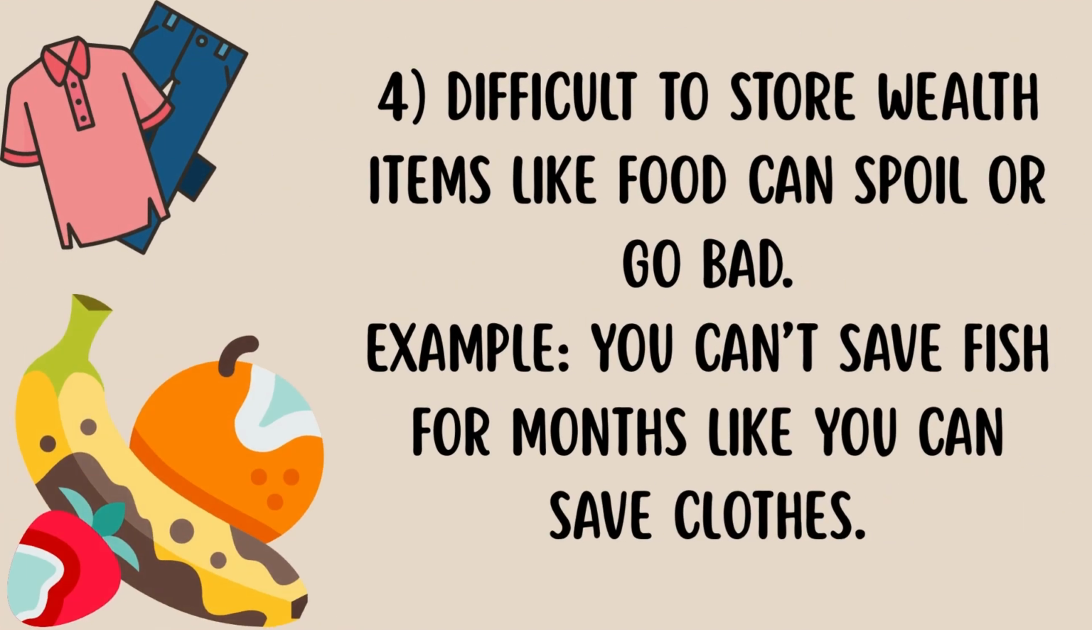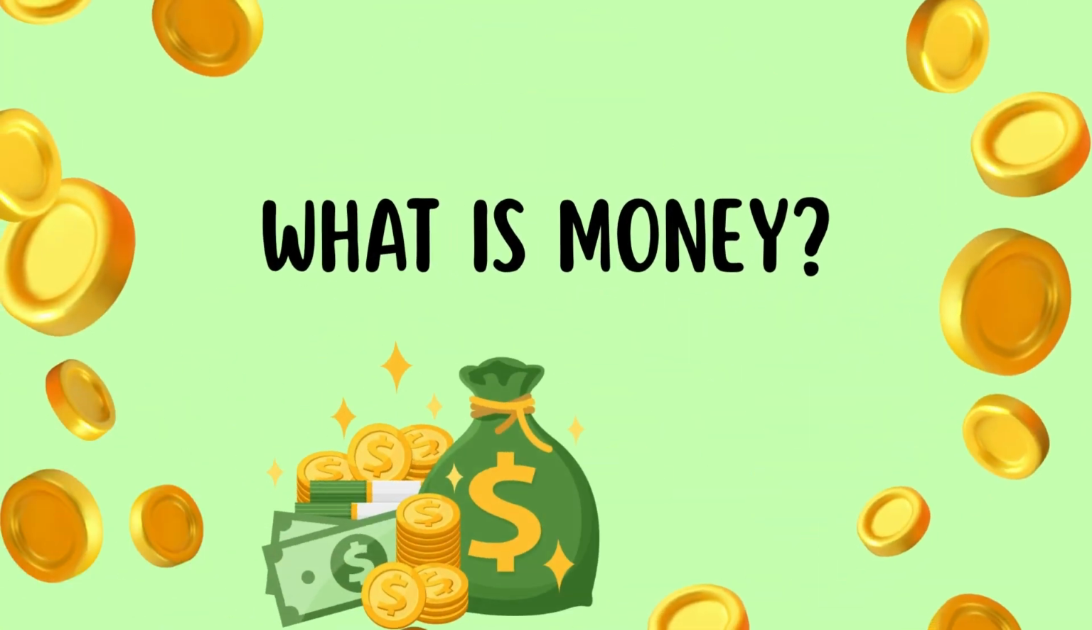4. Difficult to store wealth. Items like food can spoil or go bad. Example: you can't save fish for months like you can save clothes. Since barter had many problems, people needed a better way to trade. And that's how money was introduced. But let's answer this big question.